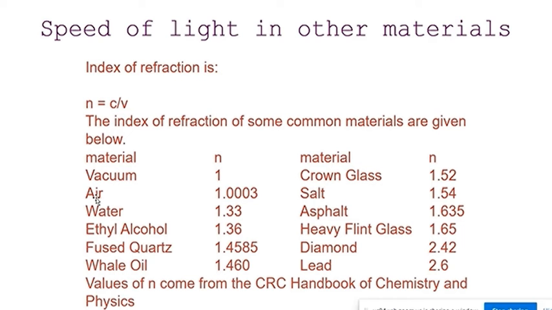And again, this is the speed of light in other sorts of materials. We call it the index of refraction, right? That is C over V. So here are some materials. For a vacuum, it is 1, right? Here you have glass, salt, asphalt, diamond, lead. From this table you can see that the light going through the material is going to be changed, right? That is what it means.